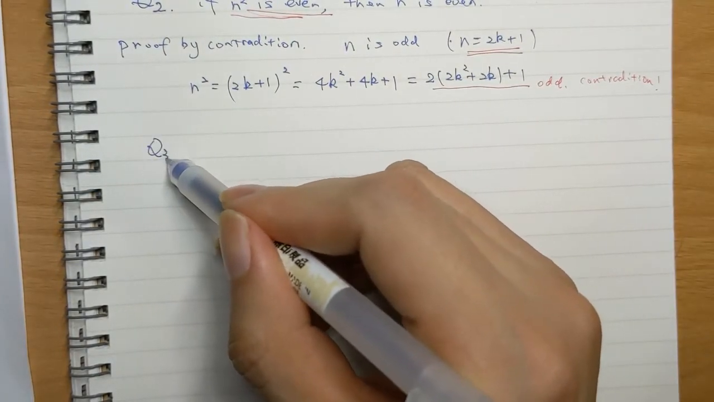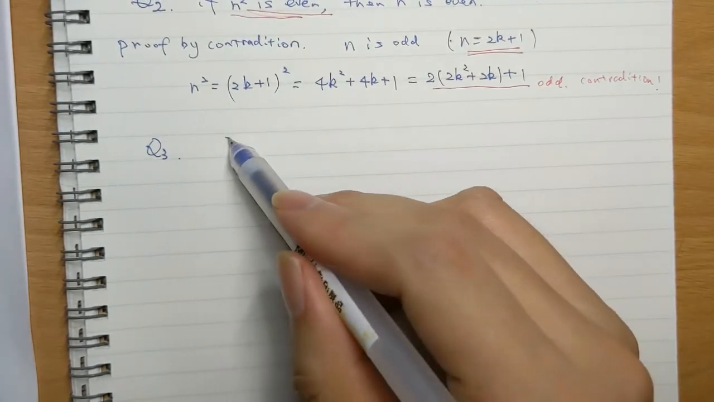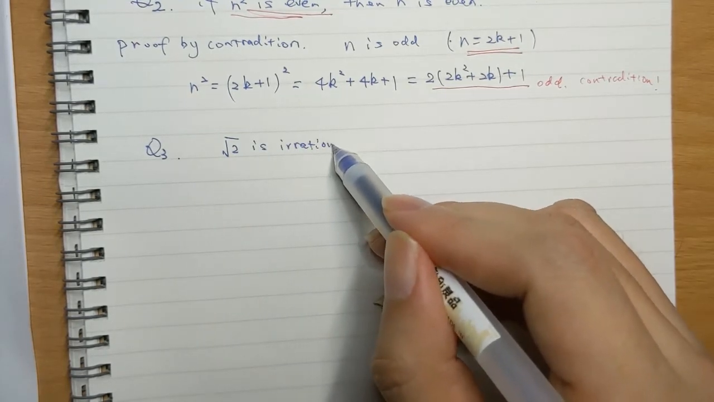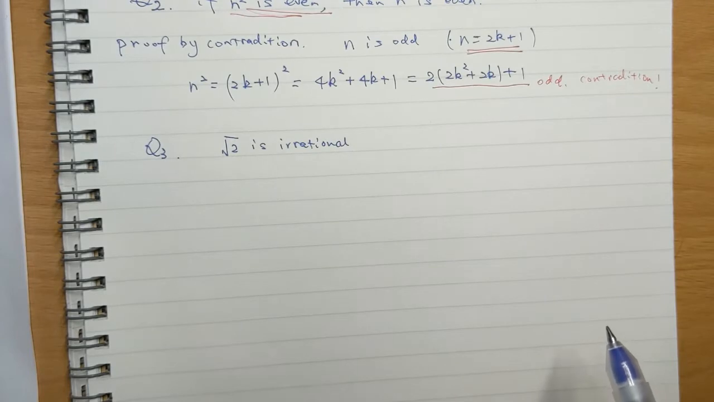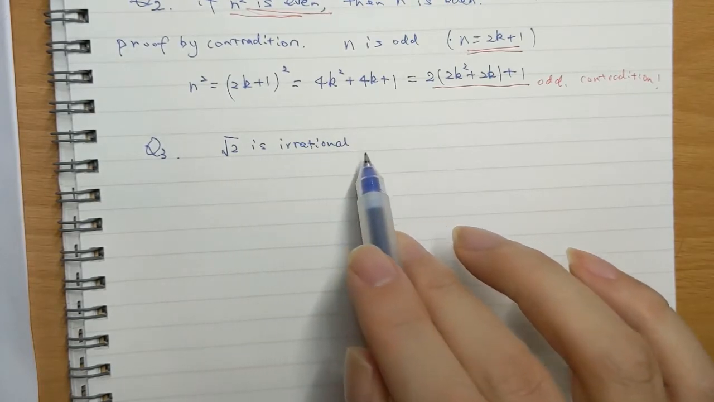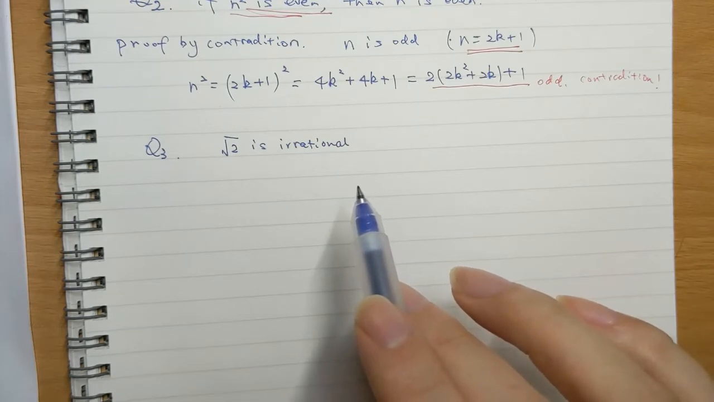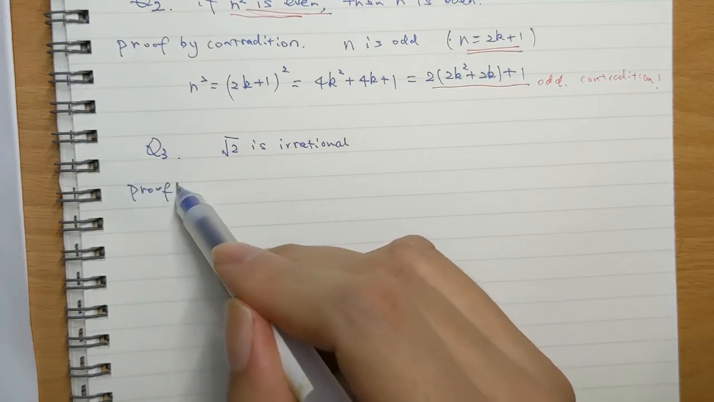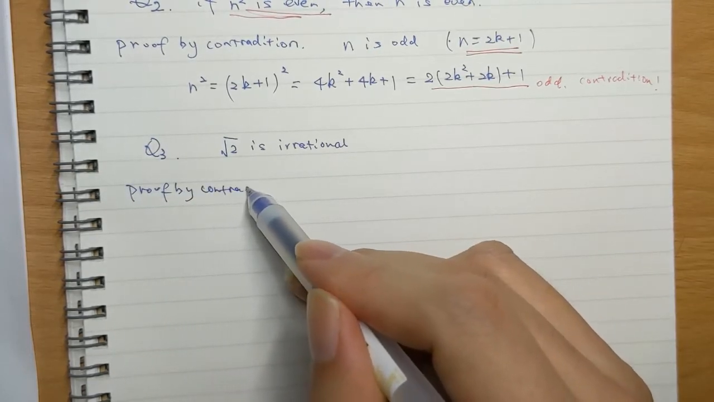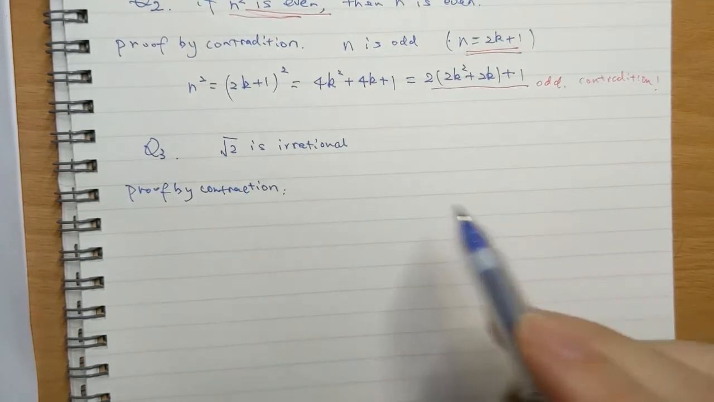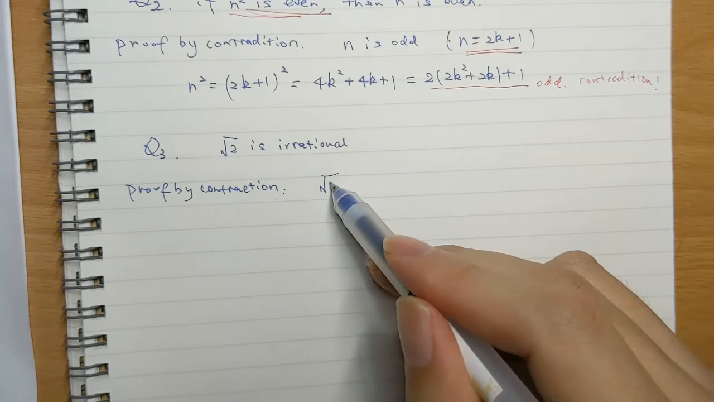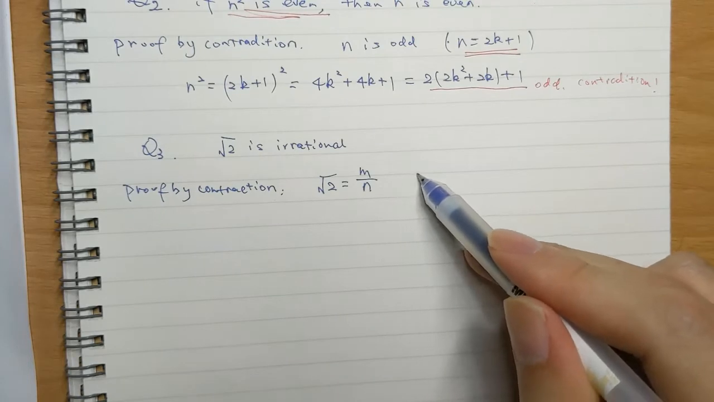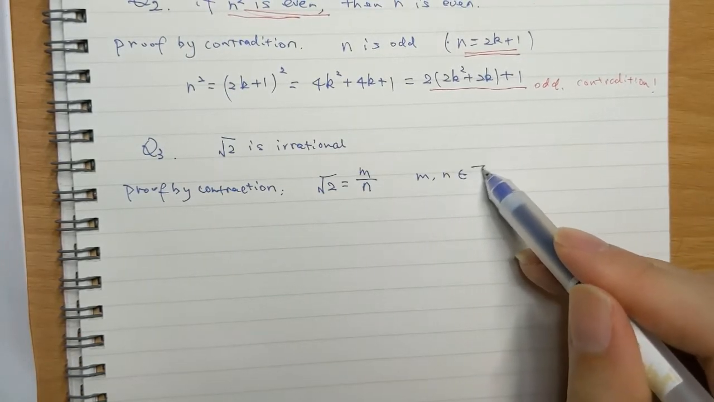Okay, let's move to Q3. We need to show that the square root of 2 is irrational. By definition, if the square root of 2 is irrational, that means it cannot be written as a fraction. So we still use the proof by contradiction. We assume that the square root of 2 can be written as a fraction m over n, with n an integer.